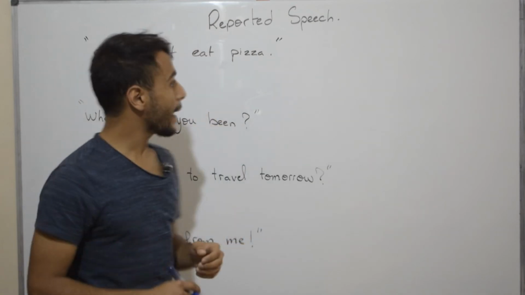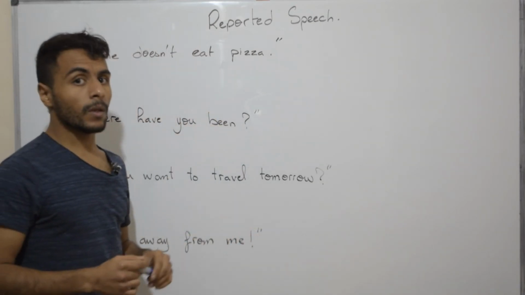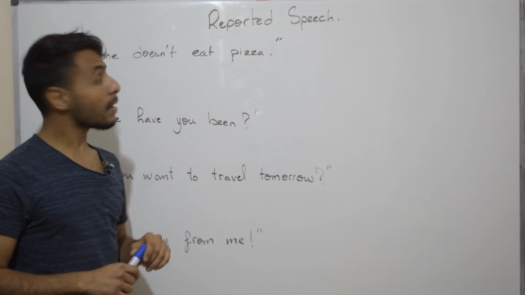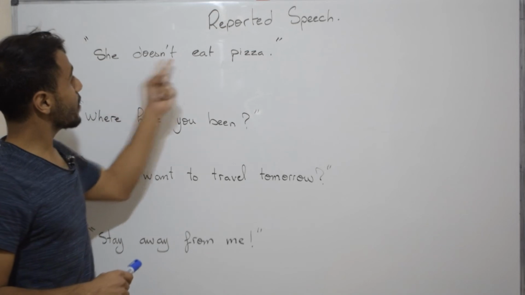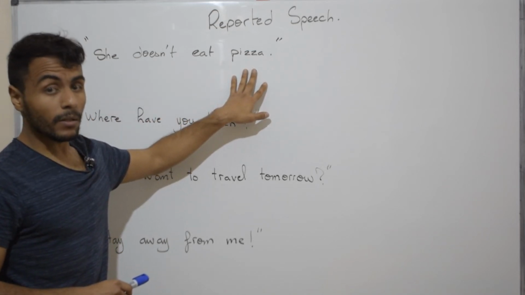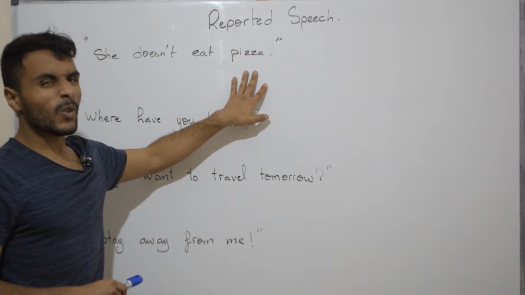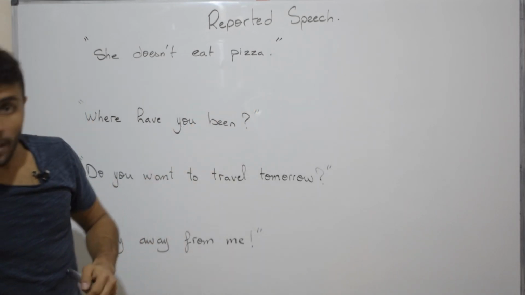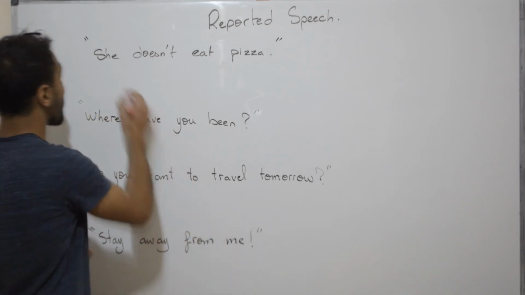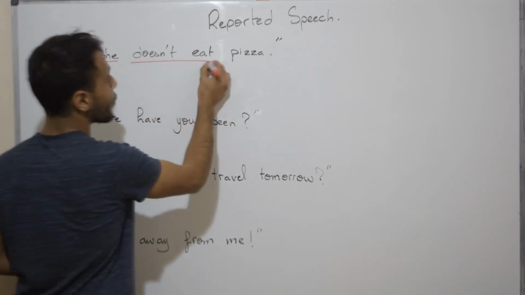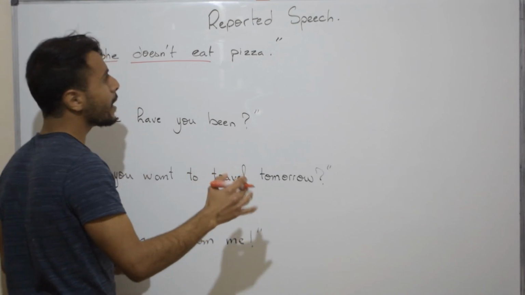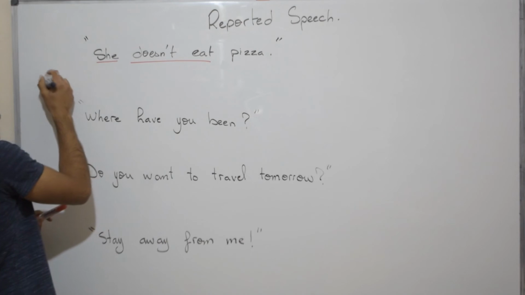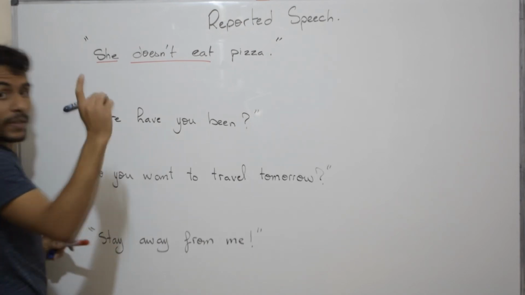And here I have 4 examples, 4 sentences. Each one is expressing something. Like for example, number 1, she doesn't eat pizza. That's not even a question. It's not a request. It's not an order. So it's just a statement, a normal statement. Now, we need to define all the 4 elements. Pronouns, verb, expression of time. We don't have any. Expression of place. We don't have any. Okay, what do we need? Is the reporting sentence.